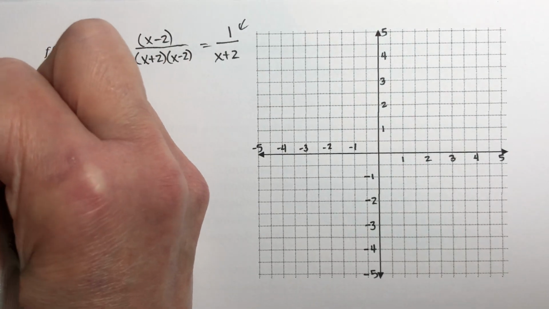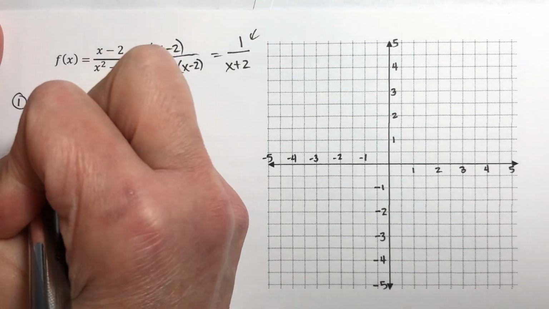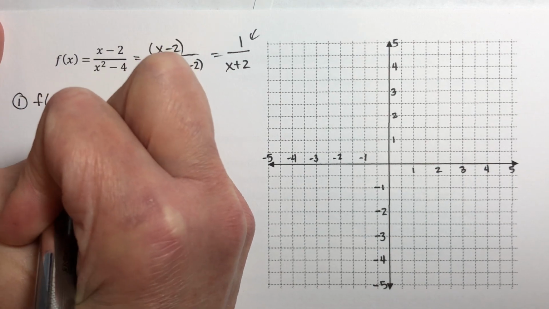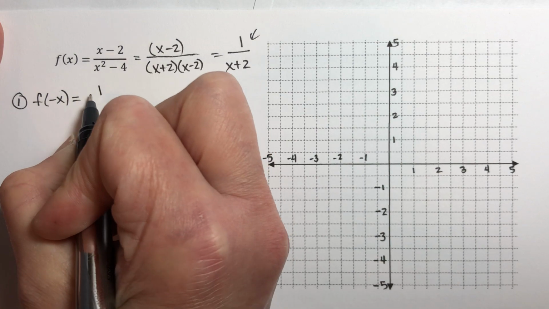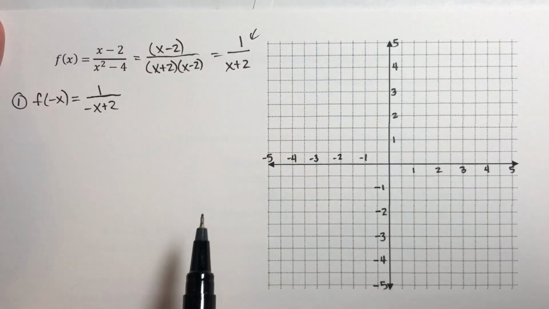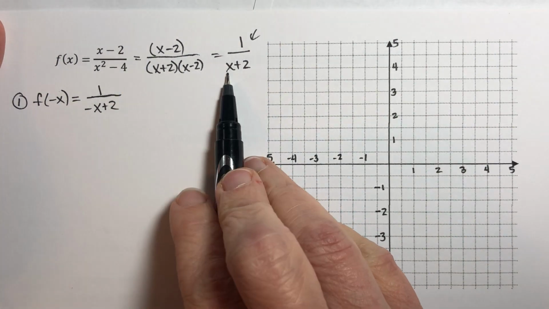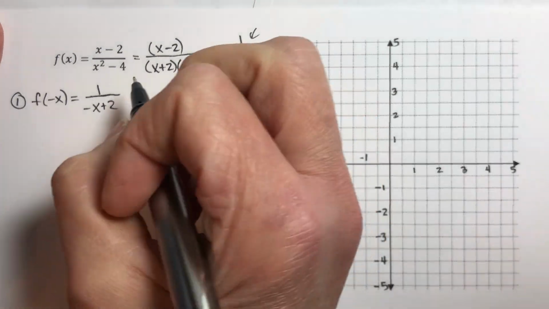So, first step. Look for symmetry. Now I'm going to plug in f of negative x and see what I get, and I can use my reduced version. Well, that gives me 1 over negative x plus 2, which is definitely not the same as this, so it's not even. We don't have symmetry about the y-axis.